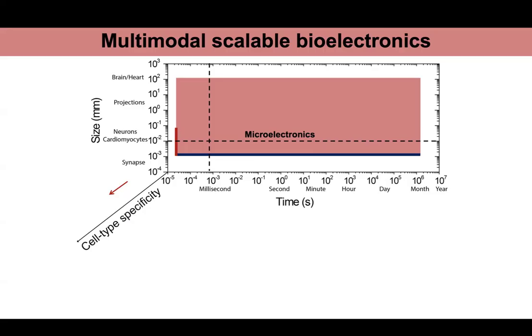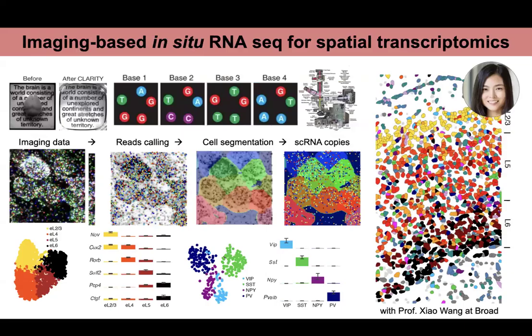Or we used genetic engineering methods to genetically modify the neurons for them to grow a conducting polymer and link with the electrode, hopefully to capture the activity from a specific group of cells. But in the end, the method that I like most is to integrate imaging-based in situ single cell RNA sequencing, or spatial transcriptomics, with our flexible bioelectronics. I'm not so sure if you are familiar with spatial transcriptomics. I'll just give a very quick overview.